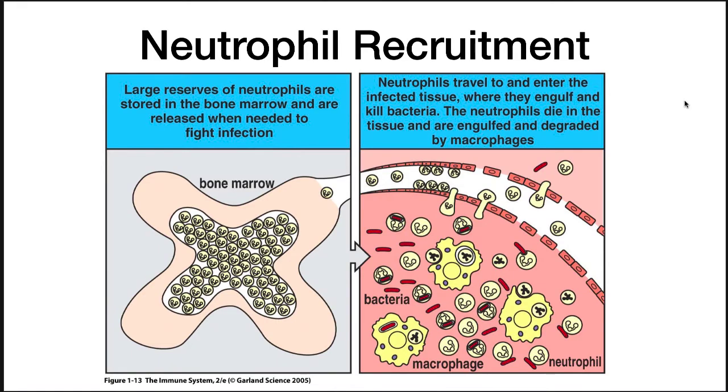Your bone marrow contains a large reserve of neutrophils that are stored there and are released when needing to fight an infection. The neutrophils travel to enter the infected tissues where they engulf and kill bacteria or whatever is causing the problem. The neutrophils die in the tissue and are engulfed and degraded by macrophages.